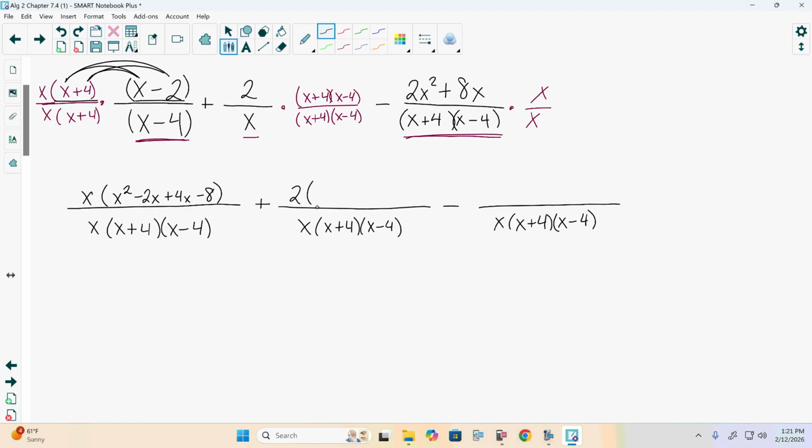I'm going to skip some steps. X plus 4 times x minus 4. Because we could do this, and there's nothing wrong with saying x times x is x squared. X times negative 4 is negative 4x. 4 times x is plus 4x. 4 times negative 4 is negative 16.